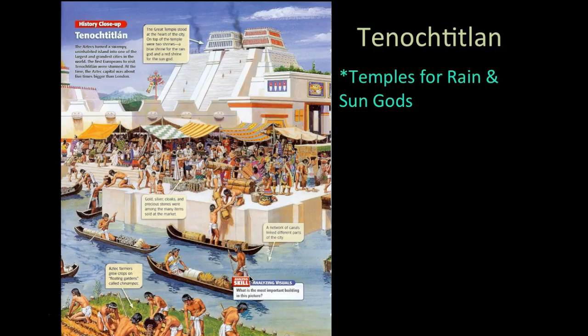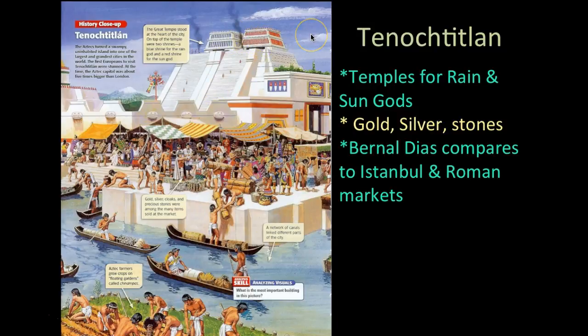I love this image. It's from a little kiddie book, maybe a high school or middle school book, but I love it because it shows in great detail some of the amazing things that were found here. There were the temples up top for the rain and sun gods. You could find gold, silver, and precious stones.